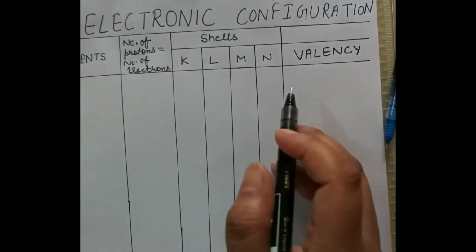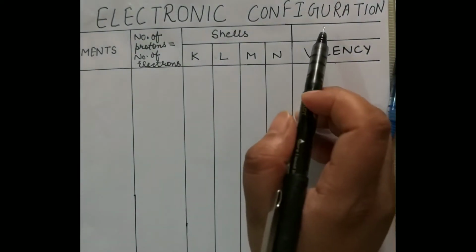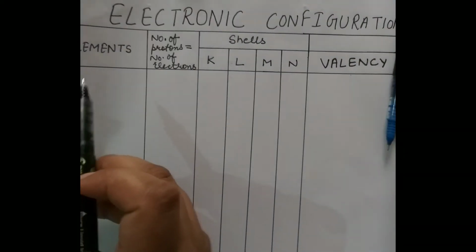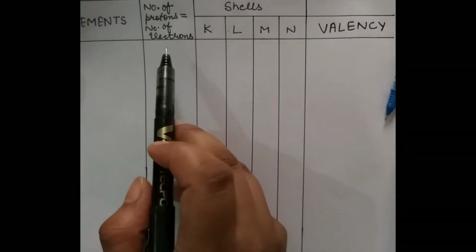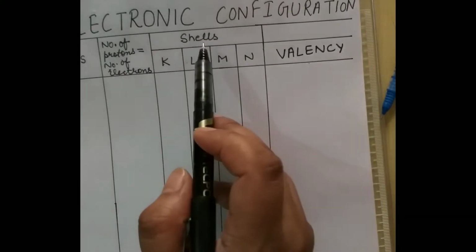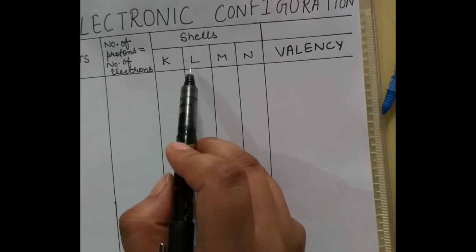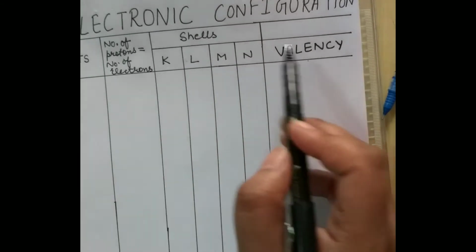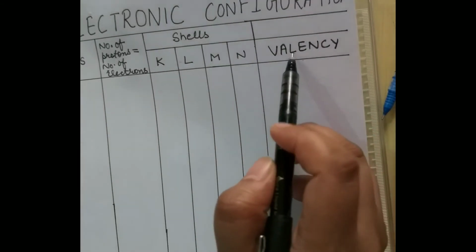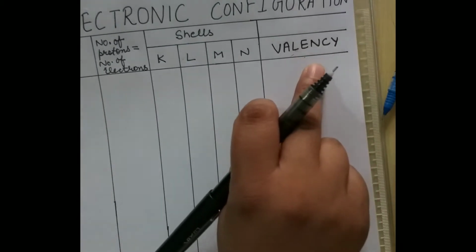So I have made this table: electronic configuration, elements, number of protons which is equal to number of electrons, shells K, L, M and N. Then next is valency. We will also discuss what valency is.